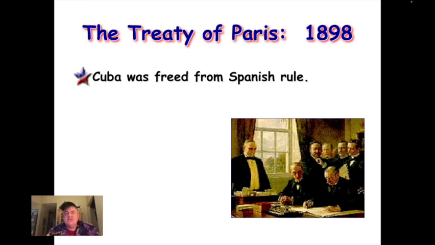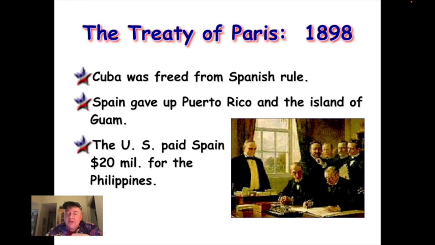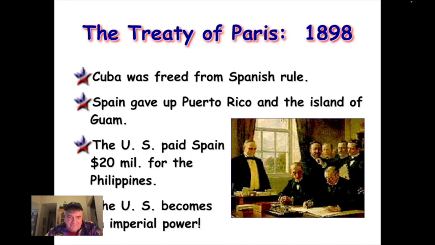Go figure. So Cuba is freed from Spanish rule, and we say we are not going to make Cuba a territory. More on that later. Spain gives up Puerto Rico and the island of Guam. That's now our territory. And the U.S. pays $20 million to Spain for the Philippines, thinking, wow, what a deal we got. And I think Spain is like, suckers, because the Philippines want to be independent.